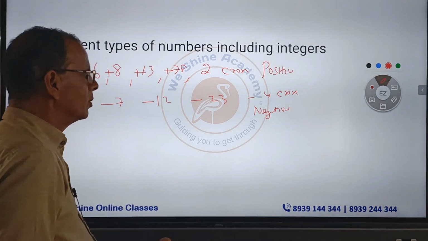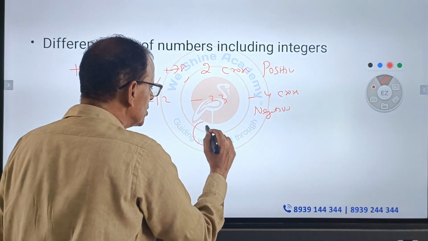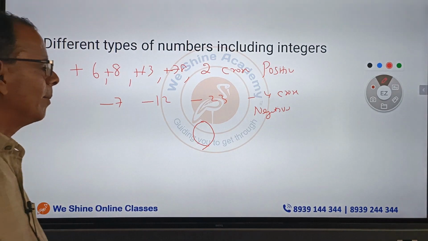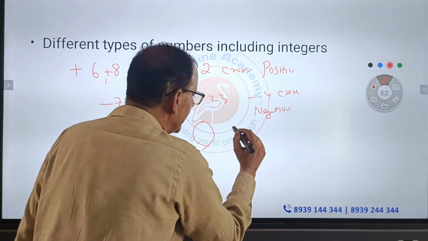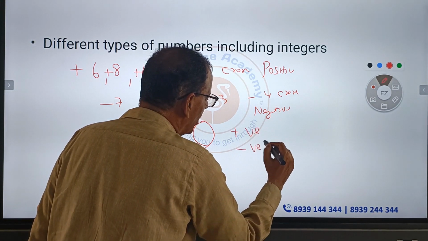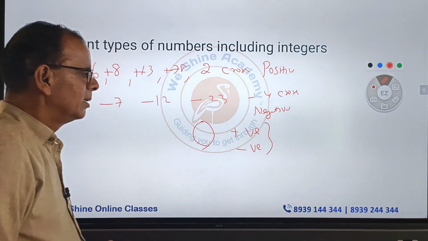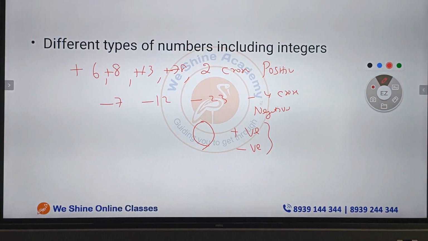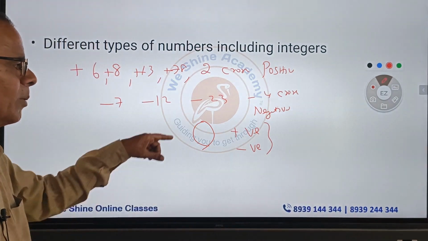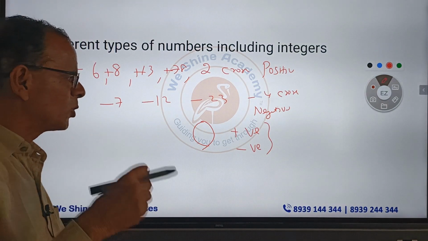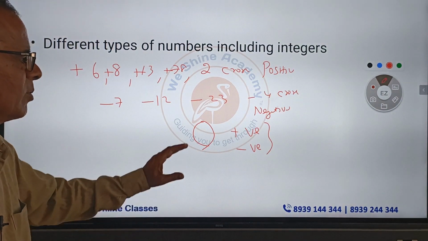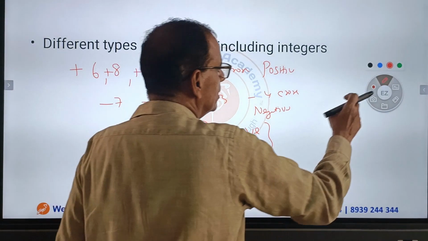Positive means positive. What about number 0? Whether 0 is a positive number or not, mathematics says that it can be taken as a positive number as well as a negative number. In the exam, if they ask, 1 is a positive number, yes. Minus 7, negative integer. What about 0? 0 can be construed as a positive integer as well as a negative integer.